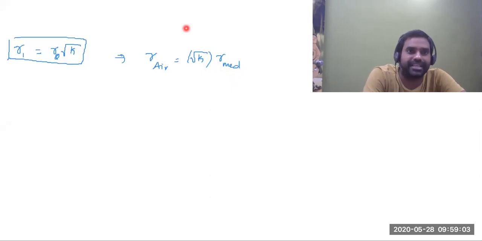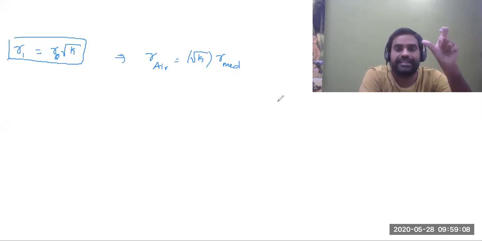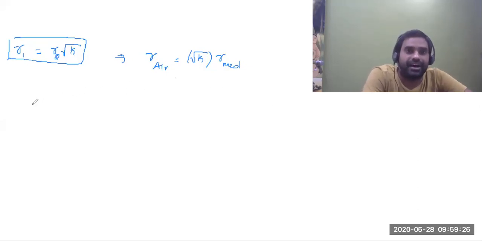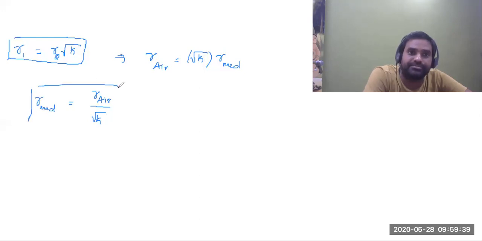Or else, you can write it as a note. If you want to maintain the same force in medium, in air also, then you have to increase the separation between the charges by root K times. Automatically the same force will be maintained for the given two charges. Or else, here R medium, the distance in the medium, you can also write as R air by root K times. Root K is the factor. You keep that point in mind.